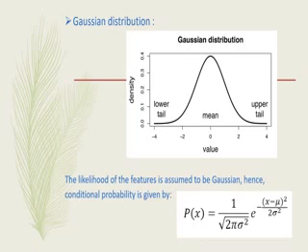Above, P of C given X is the posterior probability of class C (target) given predictor X (attributes). P of C is the prior probability of class. P of X given C is the likelihood, which is the probability of predictor given class. P of X is the prior probability of predictor. Next slide.